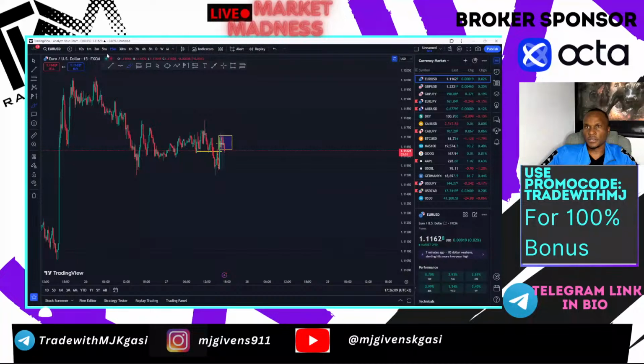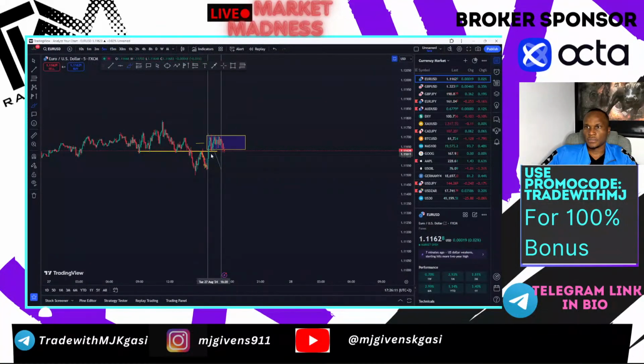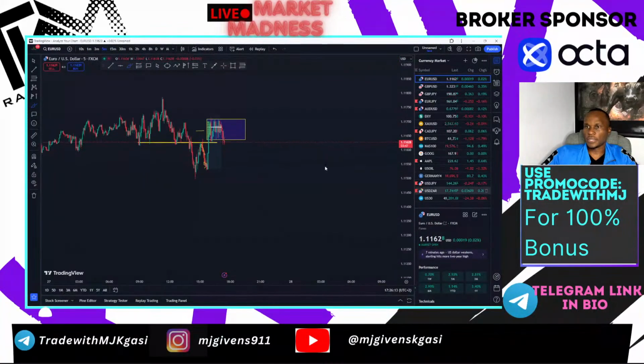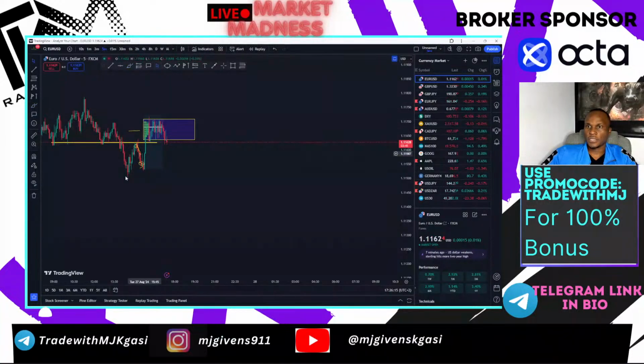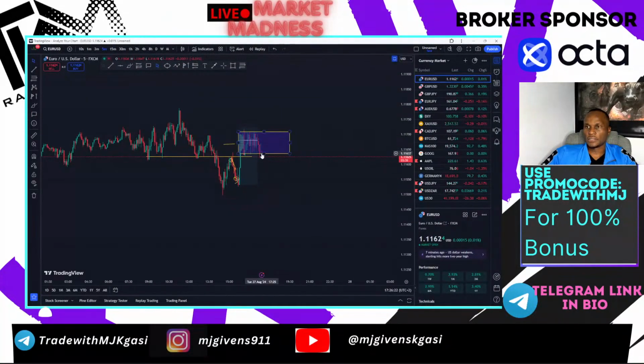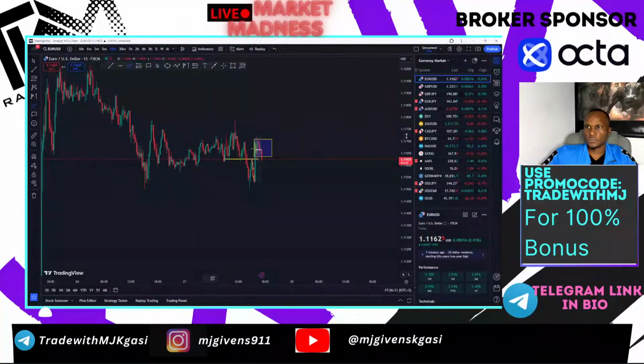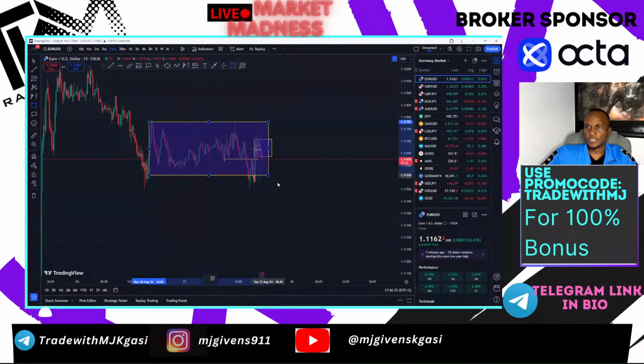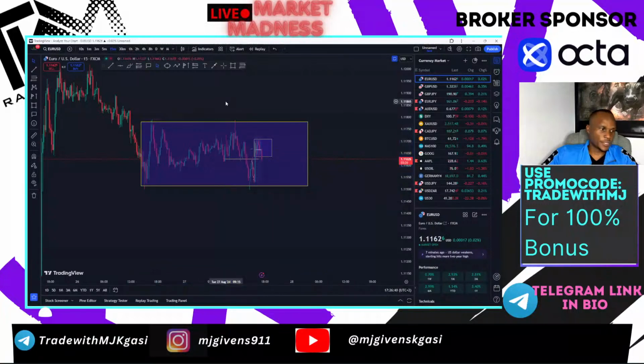Euro dollar broke to the downside. Maybe we might see that bearish run back to $1.1149. But when you look at the bigger picture on this, this thing is still within a box. So if you are swinging this, just be careful there.